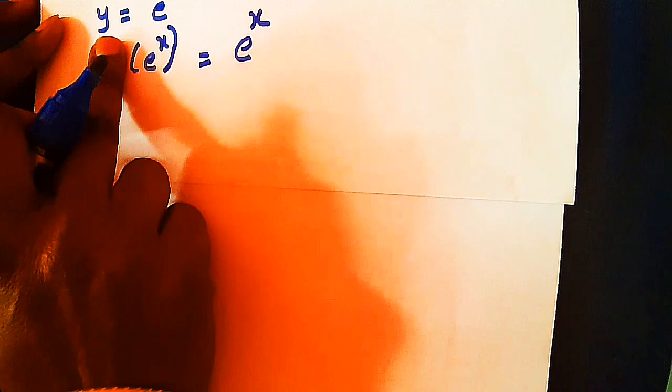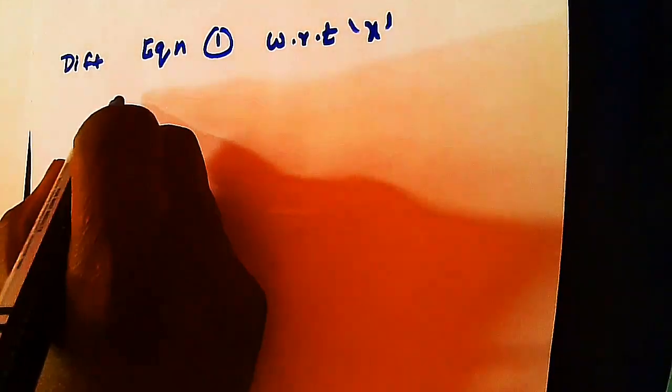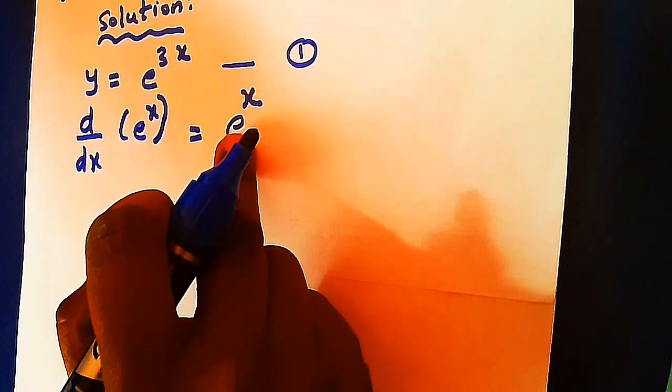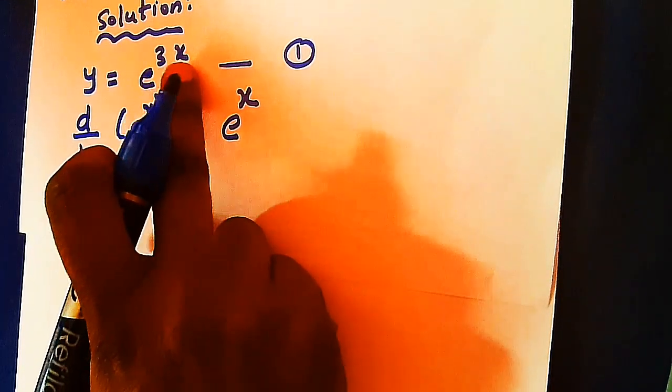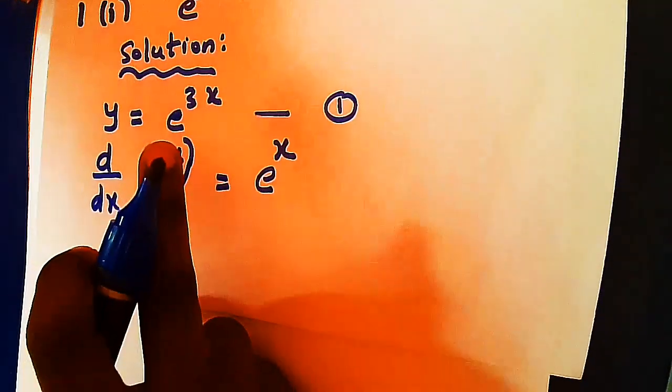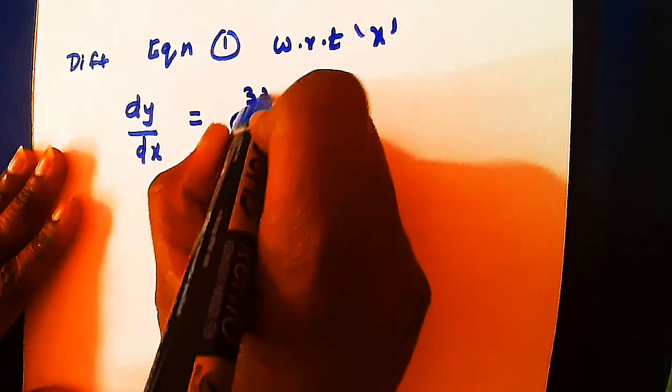Are you all following or not? What is your equation 1 actually? e to the power 3x, right? So when you differentiate y with respect to x, what will you get? dy by dx, which is equal to, so this is of the form e to the power x. What is the differentiation of e to the power x? It is e to the power x. But in place of x, what do you have? 3x. Differentiation of e to the power 3x is e to the power 3x only.